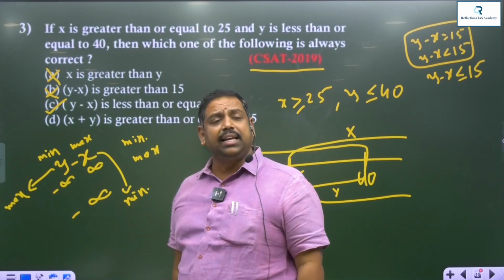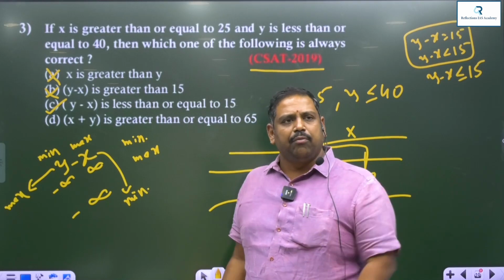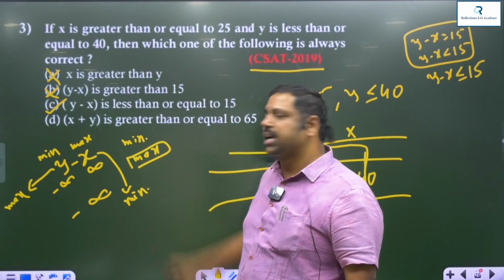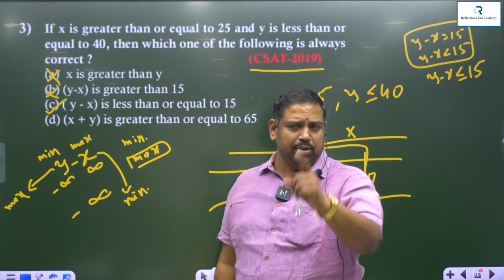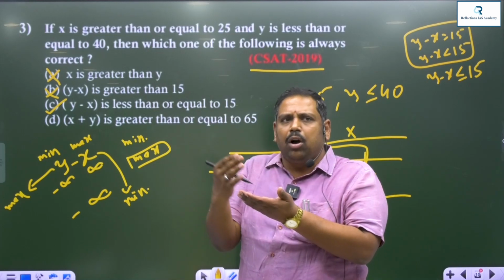Greatest value of y is 40. Least value of x is 25. 40 minus 25 is 15. That is the maximum value. So y minus x maximum value is how much here? 15. That means that it will always be less than or equal to 15.